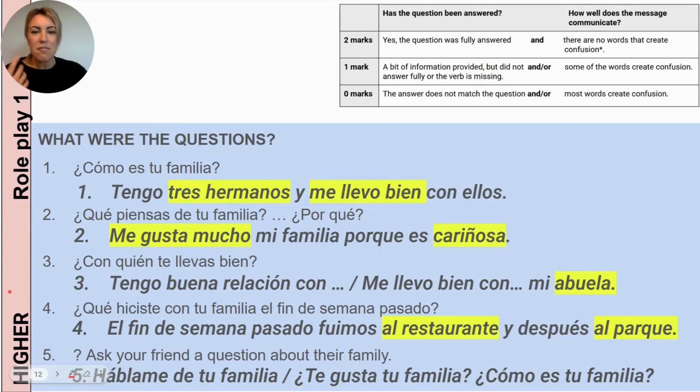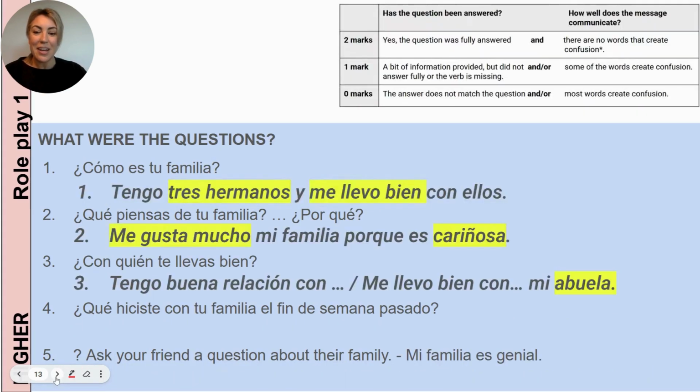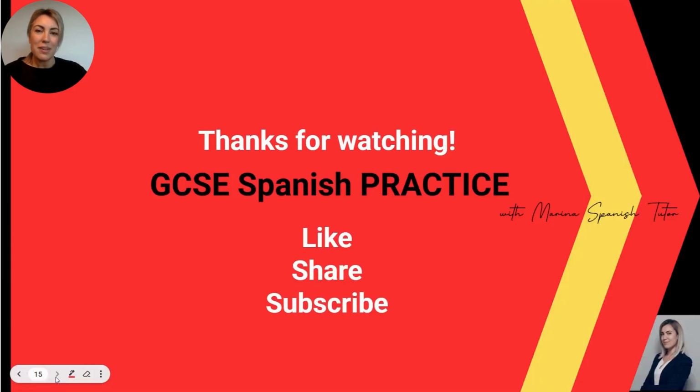So hopefully, if you follow this process, you should get 2 marks per each of your answers, and that would be 10 marks in total, and therefore a good 20% of your speaking exam done, and done really, really well. So I really hope this helped.